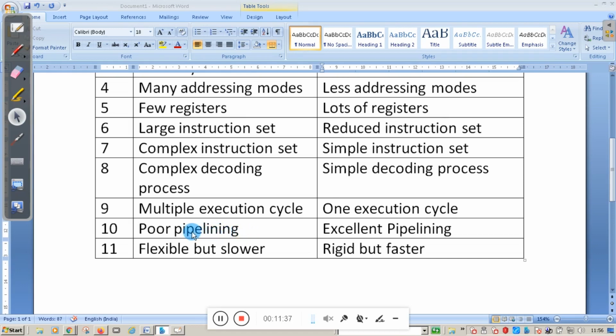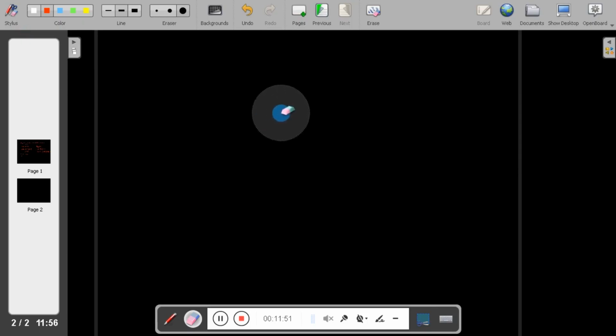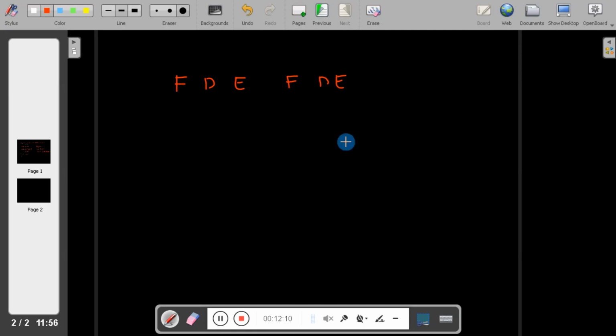Both the CISC processor and the RISC processor will adopt pipelining. But the pipelining process of RISC is better than CISC. Why? Let me write the answer here. Normally, in the processor, first the instruction will be fetched, decoded and executed. This process will continue. But in the pipelining processor, first the instruction will be fetched, decoded and executed.